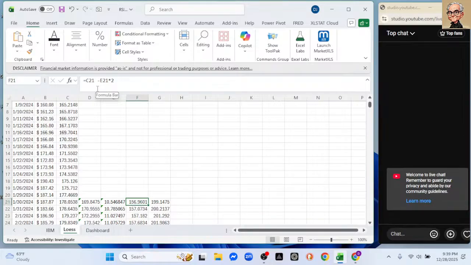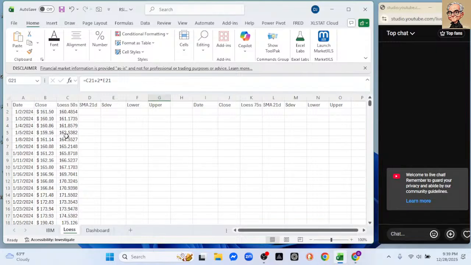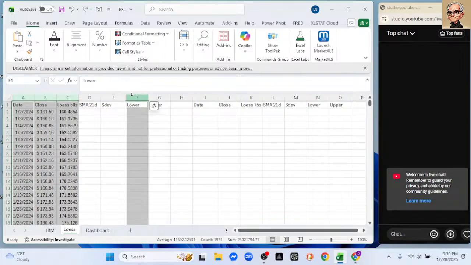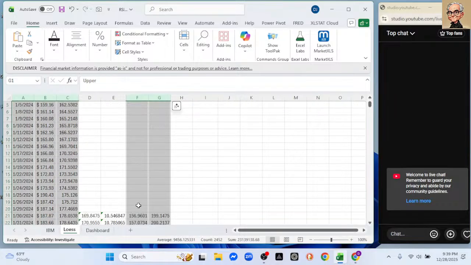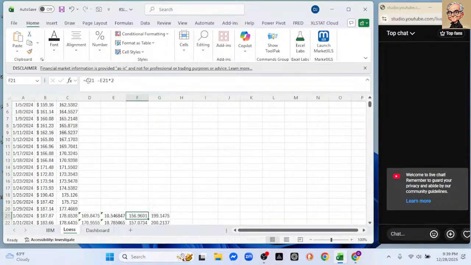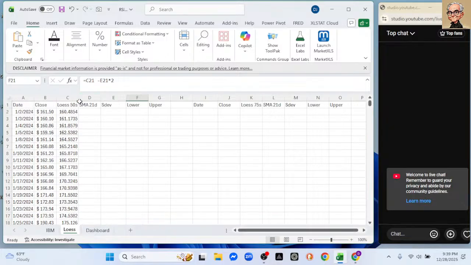Then we come over here and it's the Loess plus 2 times the standard deviation. Okay, so it's pretty simple. Let's just do a quick thing here. Now, the difference between this and the Bollinger Band is instead of multiplying, we simply change the first value. We change this to a D, so it'll match the moving average. But let's just do this.